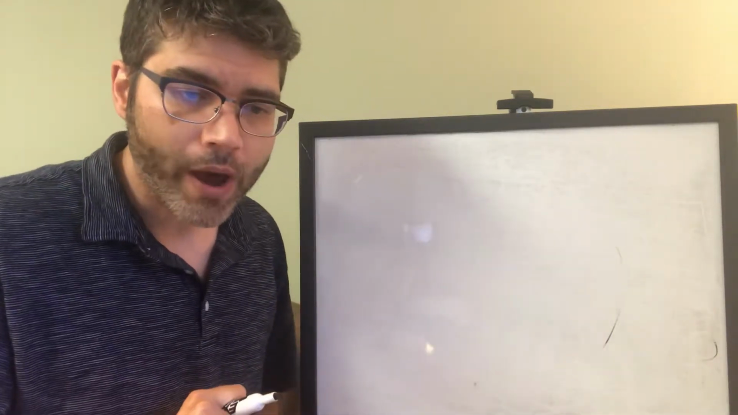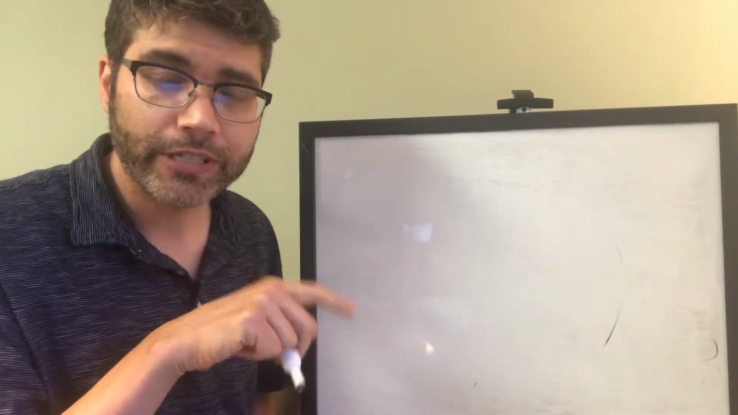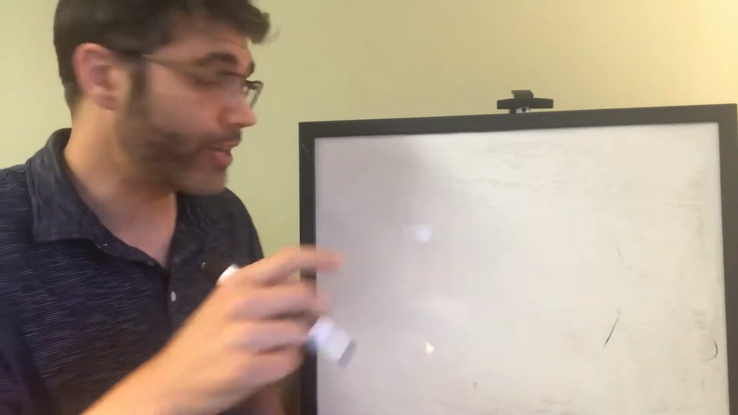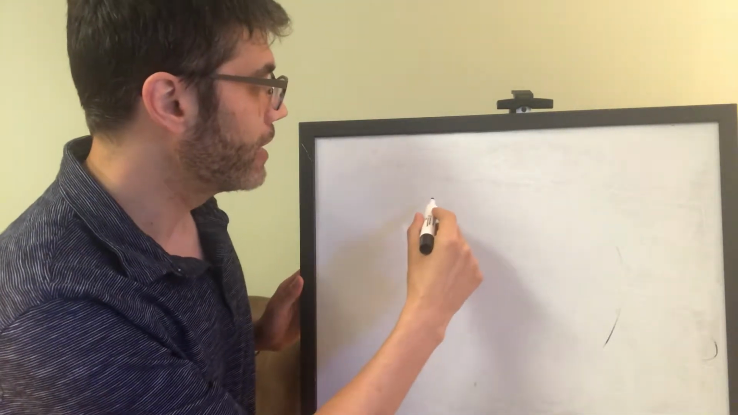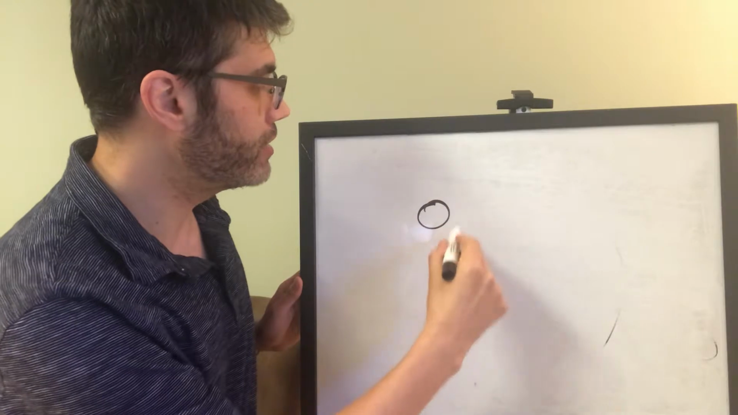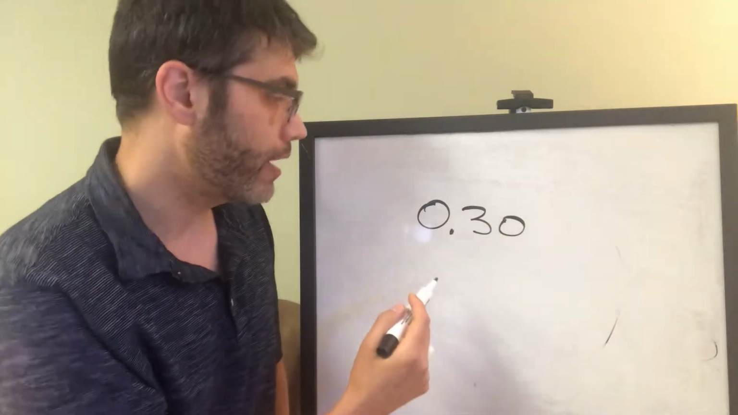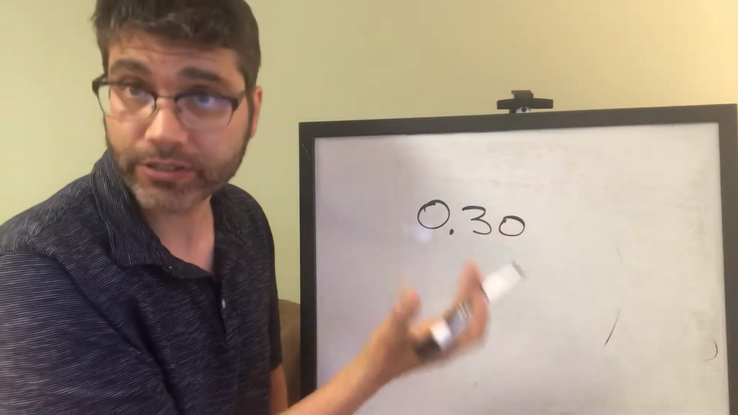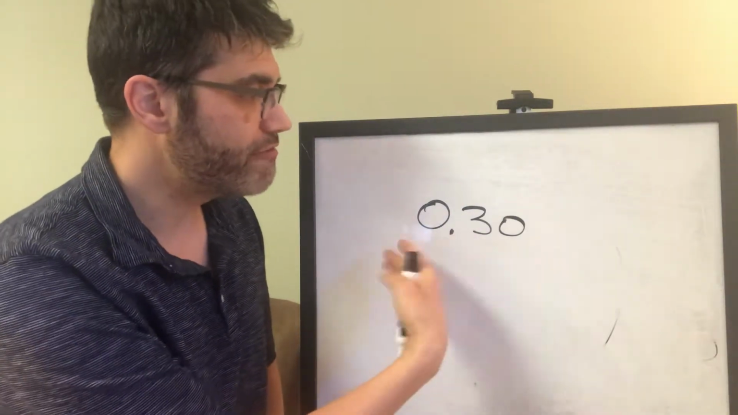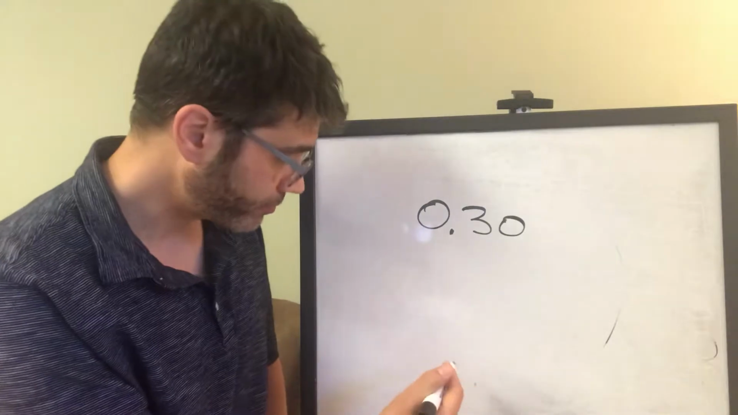All right, so why don't we change decimals into percents? Okay, so for decimals to percents, let's say that you have 0.30. This is a decimal. You could say it's 30 hundredths. So how do you convert this into a percentage?